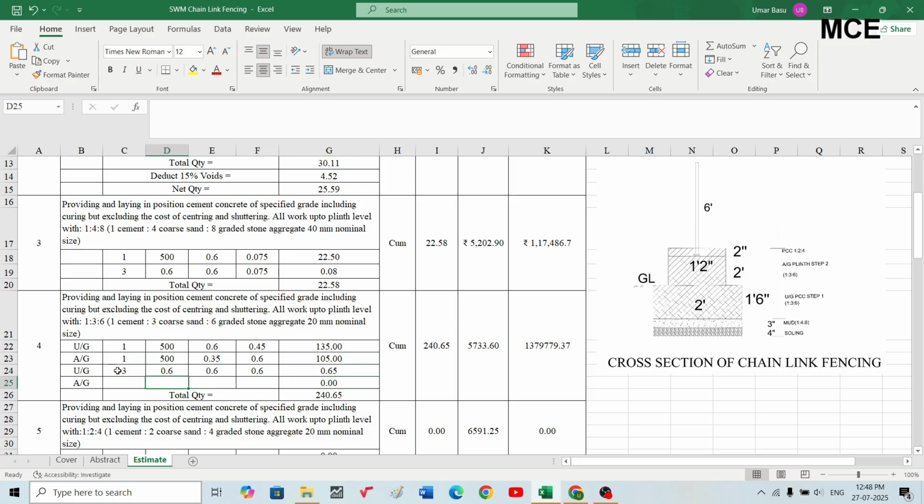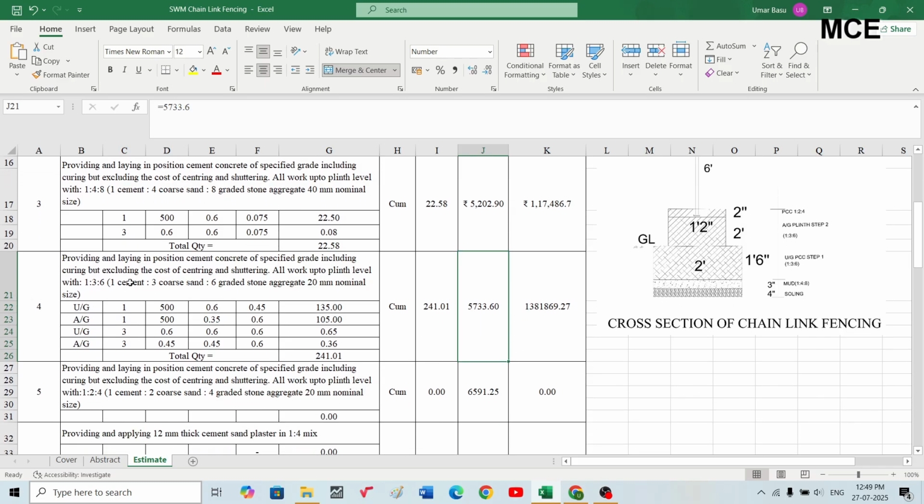After that, the above ground pedestal of the gate will be 1.5 feet into 1.5 feet into 2 feet, depth will be 2 feet. So total quantity for my PCC, that is 1:3:6, is 241.01. Rate for this item in SOR is 5733.60 INR per cubic meter. So total will be 13,81,869 Indian rupees. This is for the fourth item.